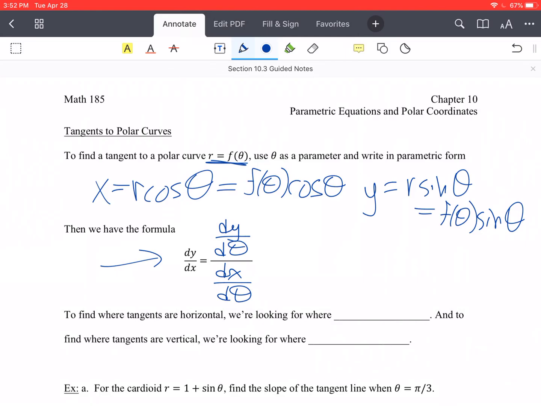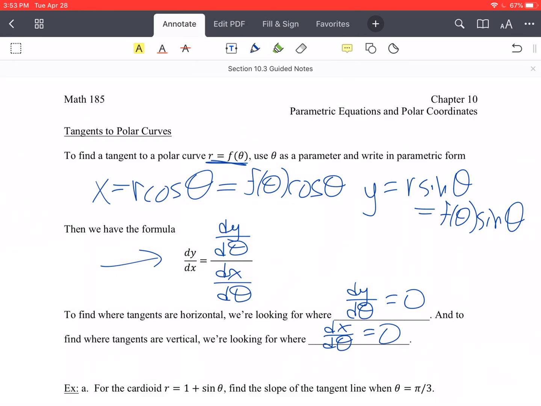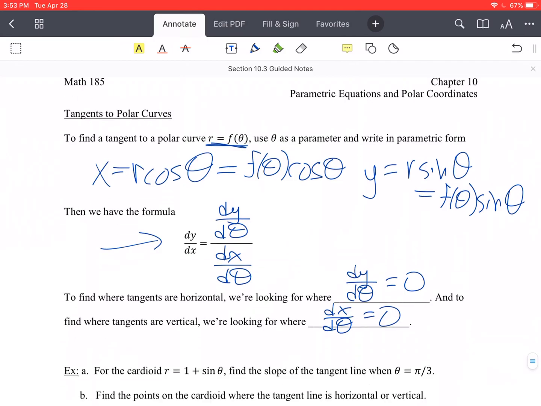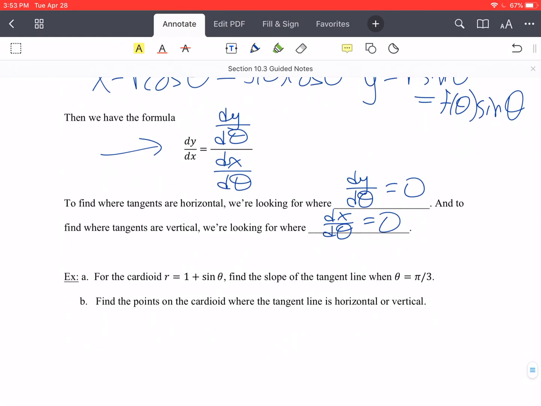So to find where the tangent lines are horizontal, we're looking for this whole thing to be 0, which means the numerator has to be 0. So where dy d theta equals 0. And to find where tangents are vertical, it has to be undefined, so the denominator would have to be 0. So dx d theta equals 0. And that's assuming the numerator is not 0 at that same time. Okay. So armed with this, let's go ahead and head into our last example here.